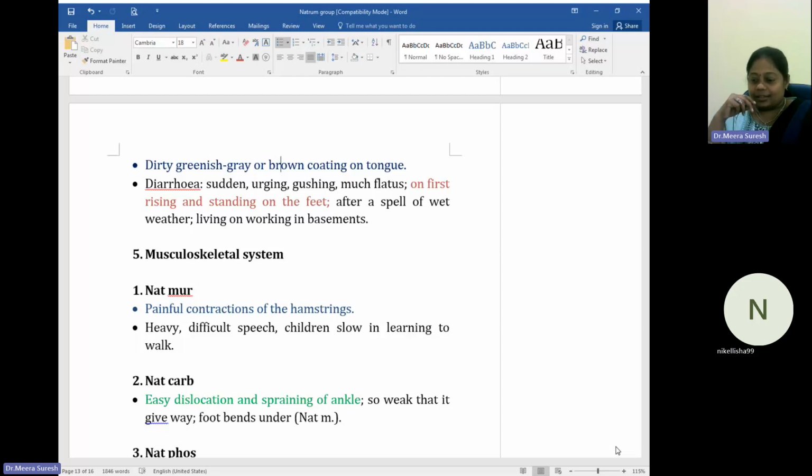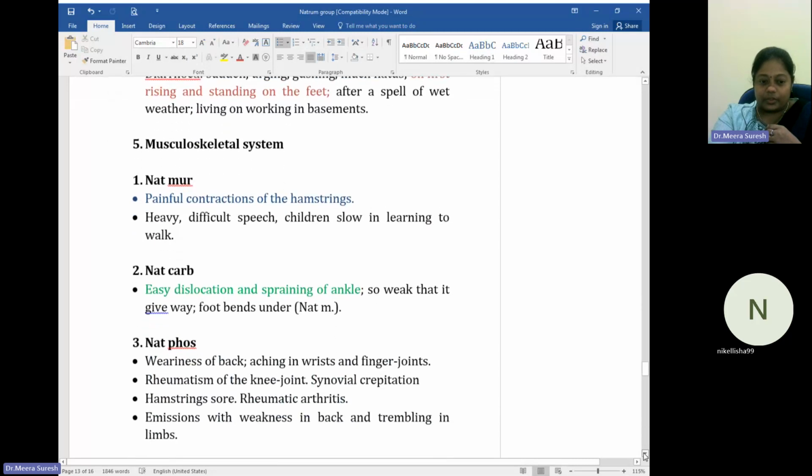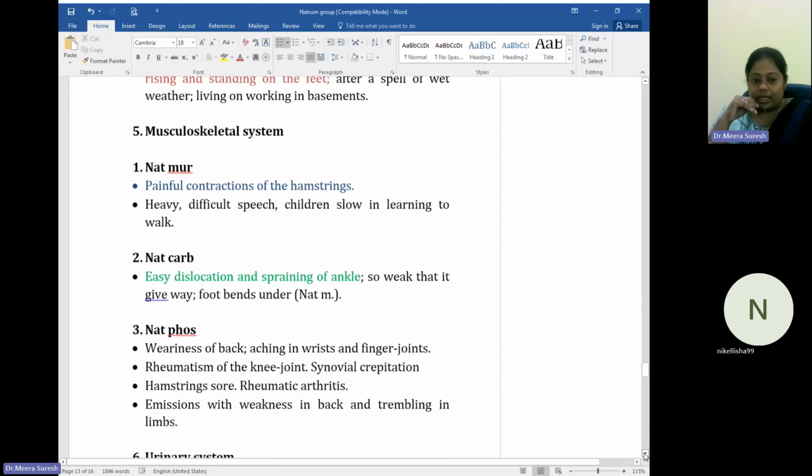And then musculoskeletal. We saw rheumatic diathesis and all, but they have some interesting one-word symptoms, especially Natrum mur and Natrum carb. In case of Natrum mur, there are painful contractions of the hamstrings. Do you remember any other drug you have studied with this symptom? It is also Ammonium muriaticum... Ammonium muriaticum has also got this painful contraction of the hamstring.